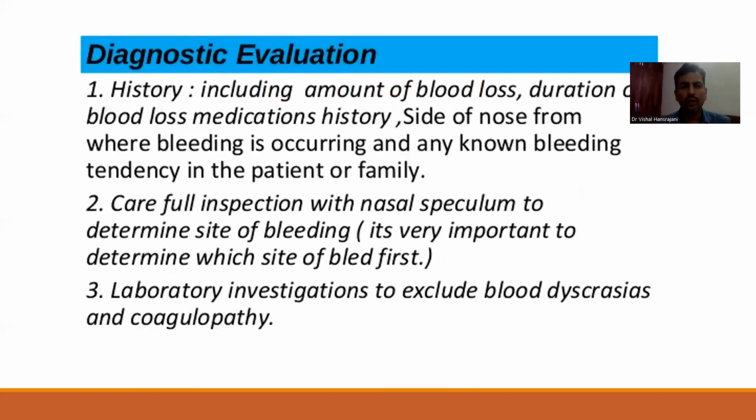So for the diagnostic evaluation, the first is history, which is most important. I will take it in detail, including the amount of blood loss, the duration of blood loss, whether the patient is already taking some medicines for a cardiac reason, such as blood thinners or antiplatelets, the side of the nose from where the bleeding was occurring, and any known bleeding tendencies of the patient and in the family as well.